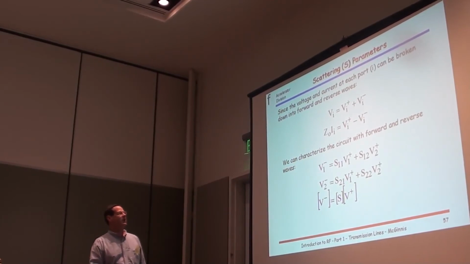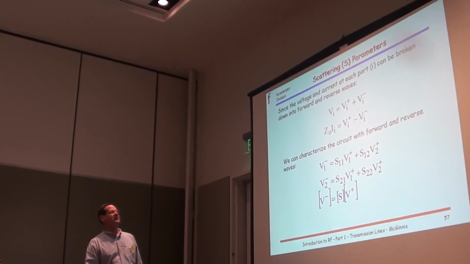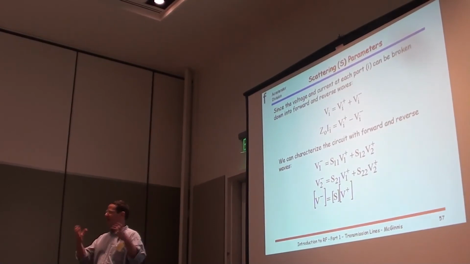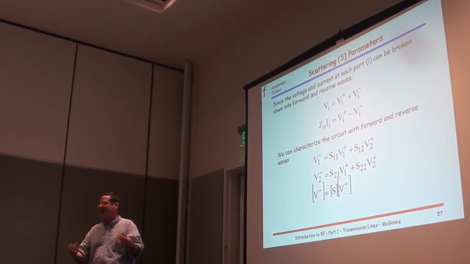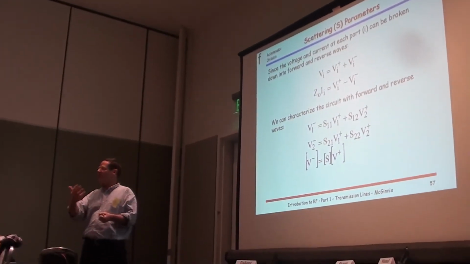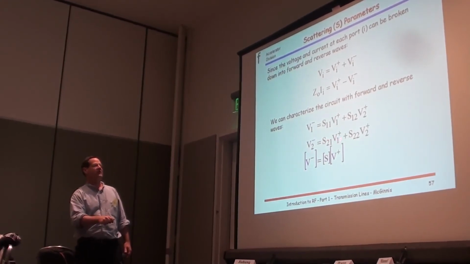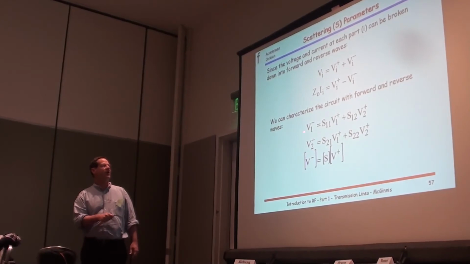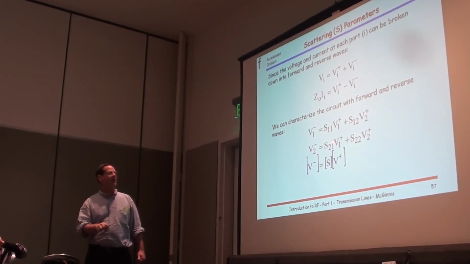Basically you have an incident wave on port one and a reverse wave coming out of port one, and you have an incident wave on port two and a reverse wave coming out of port two. So you have two ports. They don't have to be transmission lines or coaxial lines; they could be waveguides, they could be anything. You're going to send a wave in on port one, measure what comes off port one, and also measure what gets transmitted into port two. Sending this wave in on port one, you measure what comes out of port two. This is called the S matrix. On this side are the waves coming out of the ports, and on this side are the waves going into the ports.